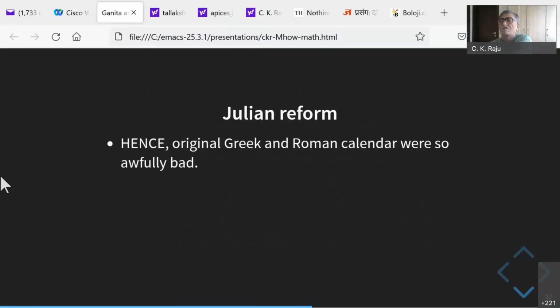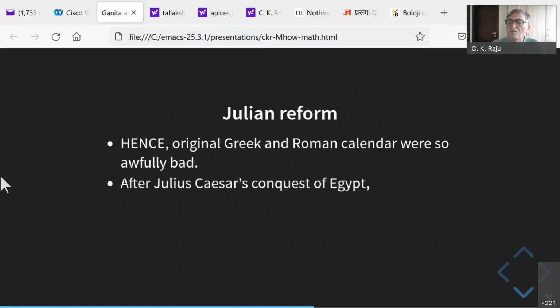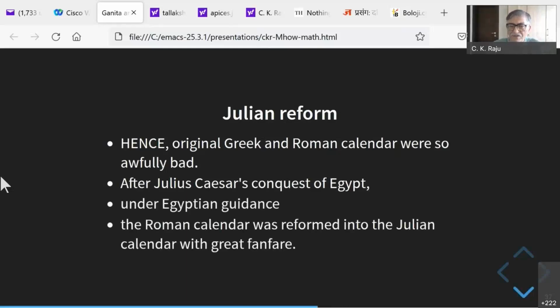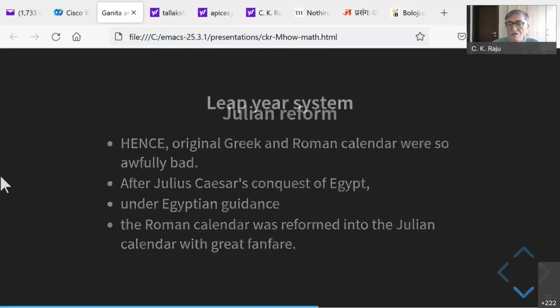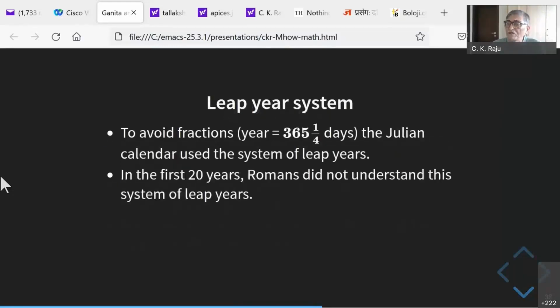So because they could not count, because they could not get fractions, they had a big problem with the calendar: the Julian Reform, which corrected the calendar after Julius Caesar's conquest of Egypt. With great fanfare, it used a leap year system. 365 and 1/4 days. That is the wrong figure, completely wrong figure.